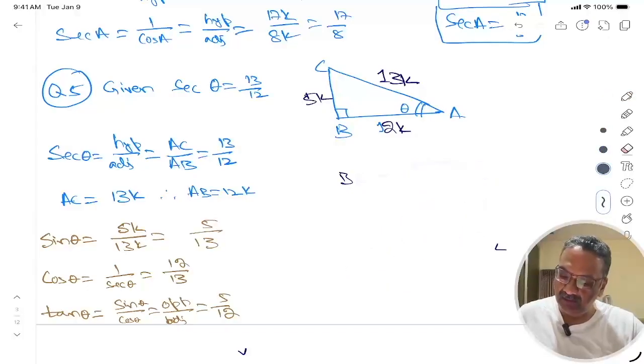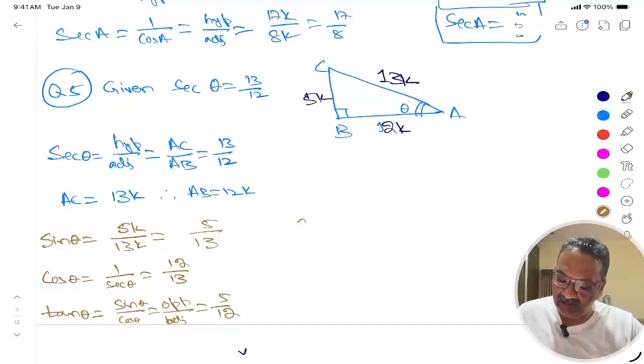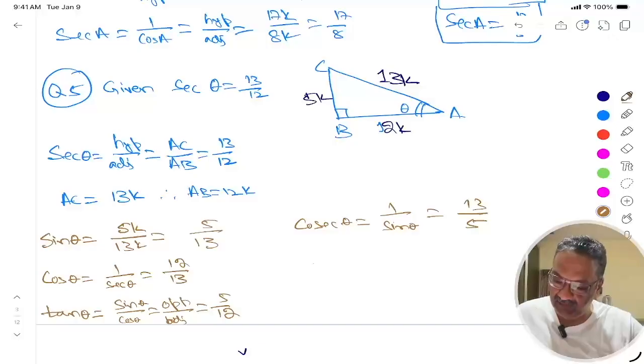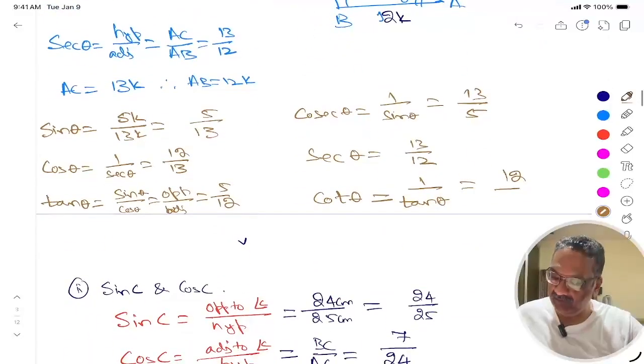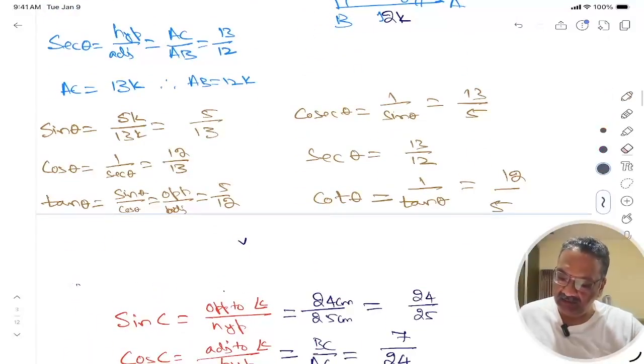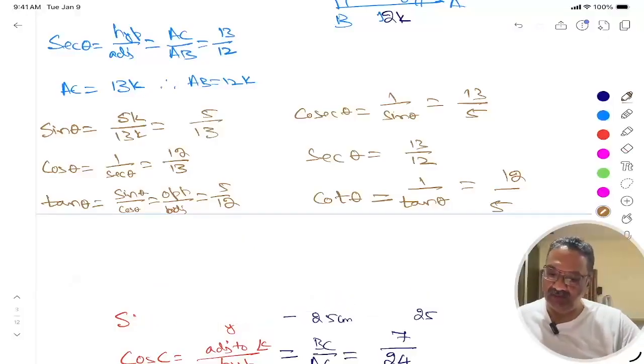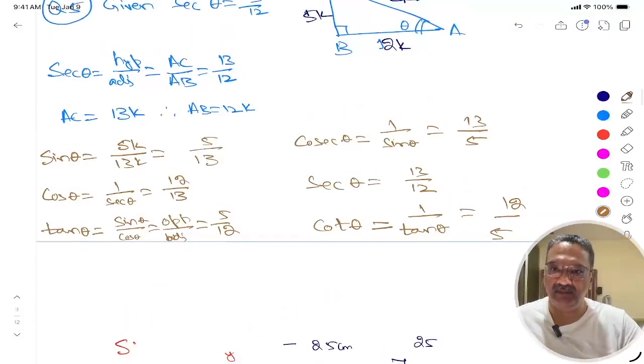OK. So next, the remaining three ratios. Cosecant theta is equal to the inverse, 1 by sin theta, is equal to 13 by 5. Secant theta is already given to be 13 by 12. Cot theta will be 1 by tan theta, equal to 12 by 5. So we got all the three ratios. So that completes the question.